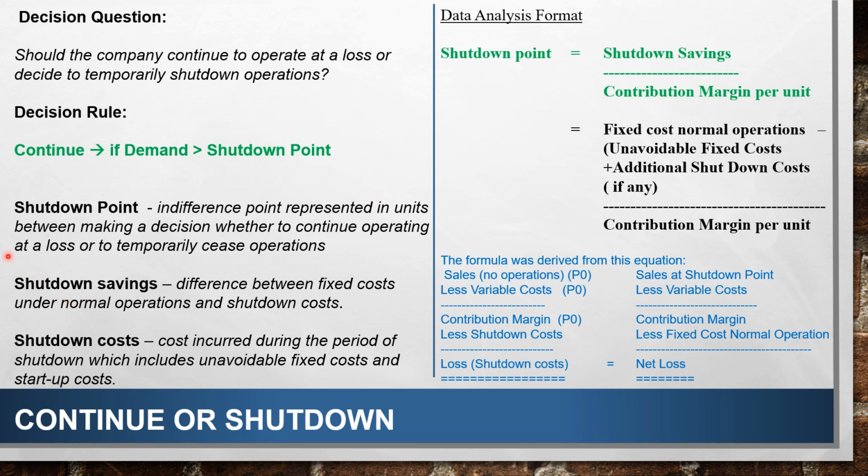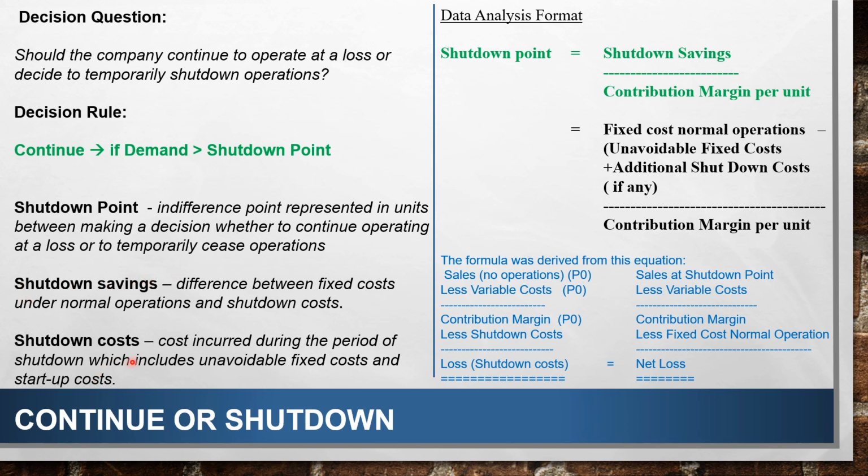In this analysis, we have important terms like the shutdown point. Shutdown point is the indifference point, represented in units, between making a decision whether to continue operating at a loss or to temporarily cease operation. So again, this is the indifference point. In CVP analysis, this is equivalent to our break-even point, the point at which whatever decision doesn't matter. So again, the indifference point is the number of units where our decision is whether we continue or shut down. So that is the shutdown point.